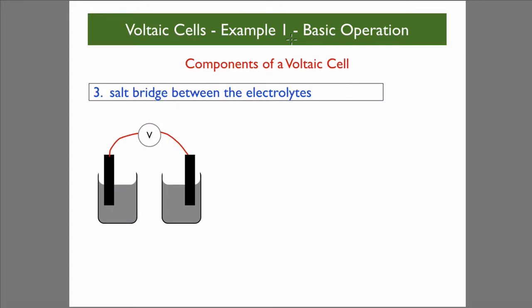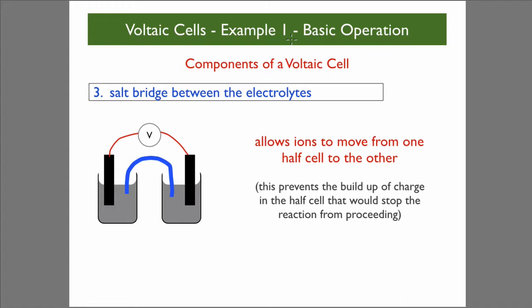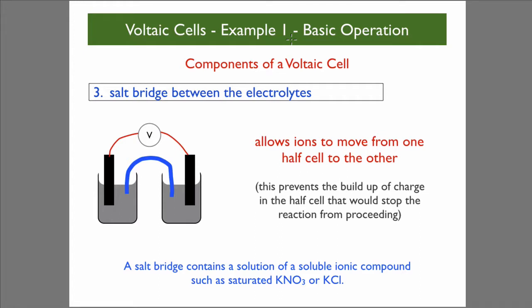And thirdly, in the components of a voltaic cell, we've got a salt bridge between the electrolytes. Let's draw that in. It allows ions to move from one half cell to the other. This prevents the buildup of charge in a half cell, which would stop a reaction from proceeding. The salt bridge contains a solution of a soluble ionic compound, such as saturated potassium nitrate or potassium chloride.